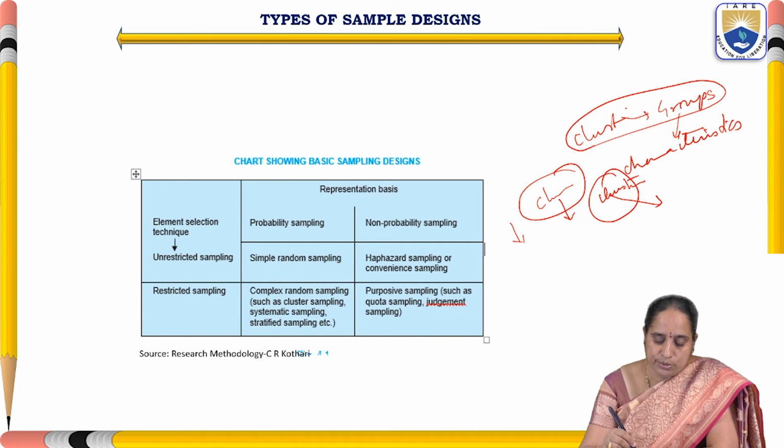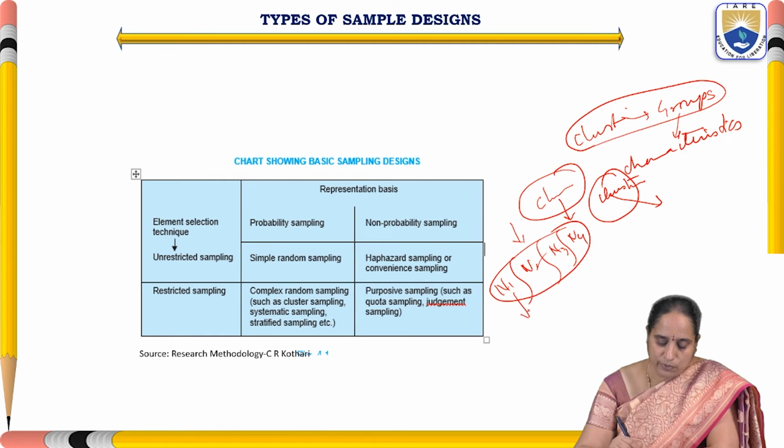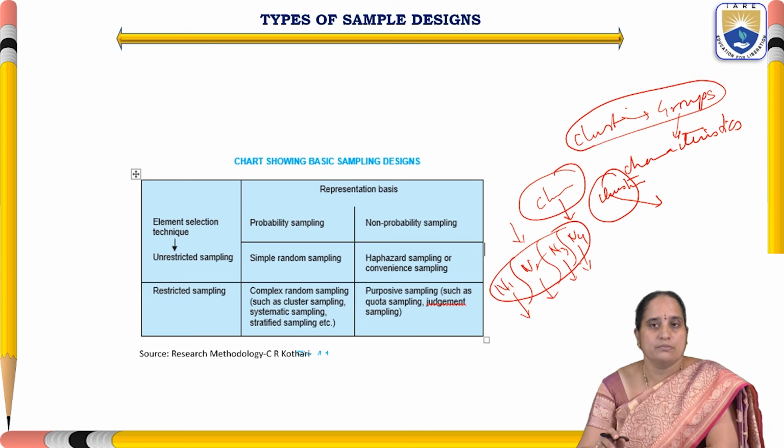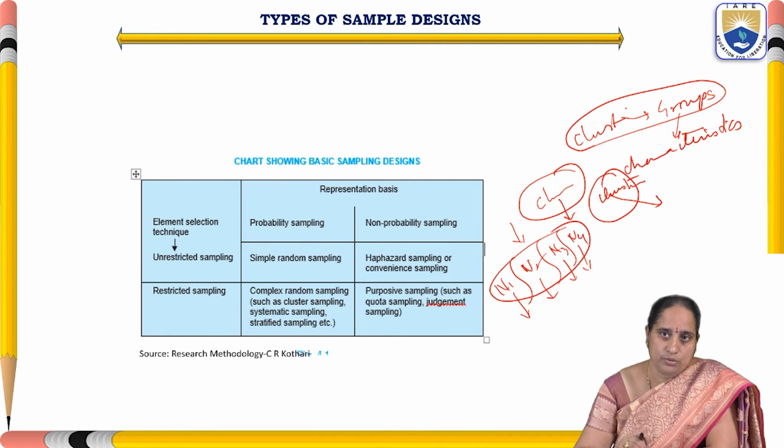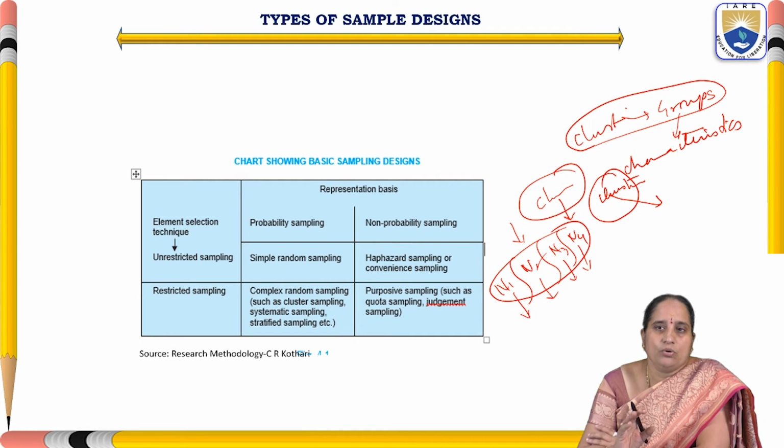Then in systematic sampling, we adopt a systematic criterion in the selection of a sample. And stratified means we divide the entire population into different strata. So I define strata 1, strata 2, strata 3, strata 4, like this. All the strata will have equal size of samples. This type of sampling technique is known as stratified sampling, and it is also one of the techniques of probability sampling.